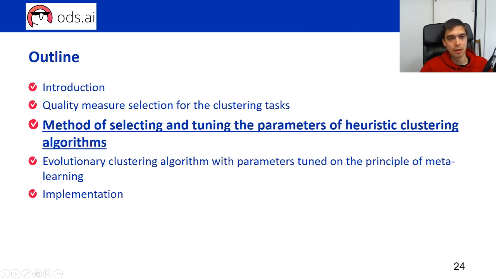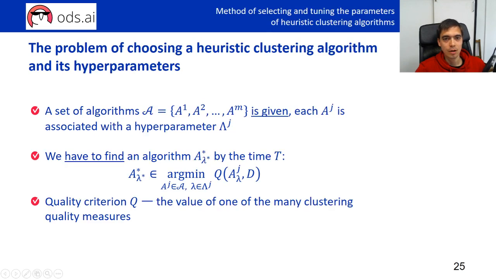Okay. So earlier we considered the problem of assessing the quality of the clustering problem. Then we turned to the description of the proposed method for choosing and tuning the hyperparameters of the heuristic clustering algorithm based on reinforcement learning. So what do we have? We have many algorithms. Each of them is associated with the corresponding space of hyperparameters. So for a fixed time t, we should find an algorithm that is optimal in terms of the value of a given measure of clustering quality.